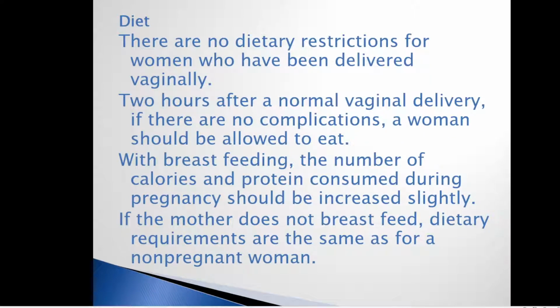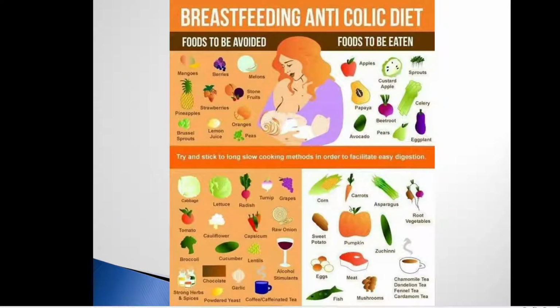Diet. There are no dietary restrictions for women who have been delivered vaginally. And 2 hours after normal vaginal delivery, if there are no complications, a woman should be allowed to eat. With breastfeeding, the number of calories and protein consumed during pregnancy should be increased slightly. If the mother doesn't breastfeed, dietary requirements are the same as for a non-pregnant woman. And you can see the breastfeeding anti-colic diet. What is it?